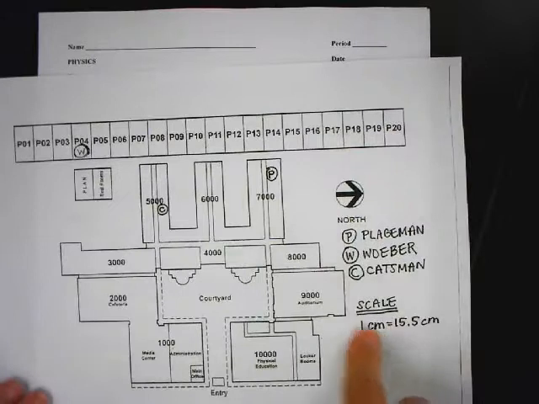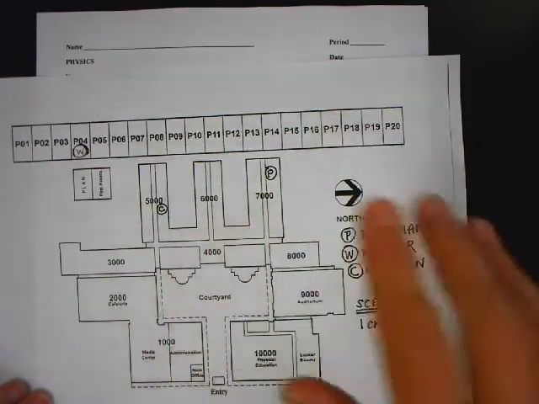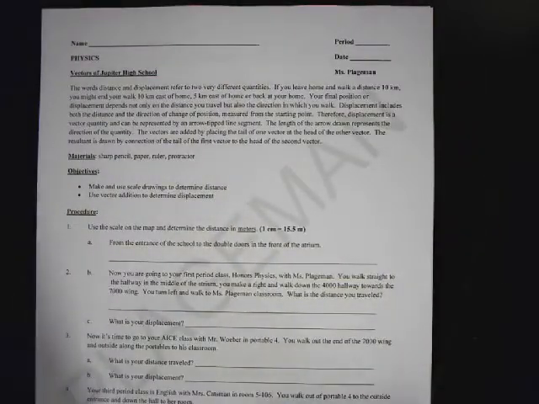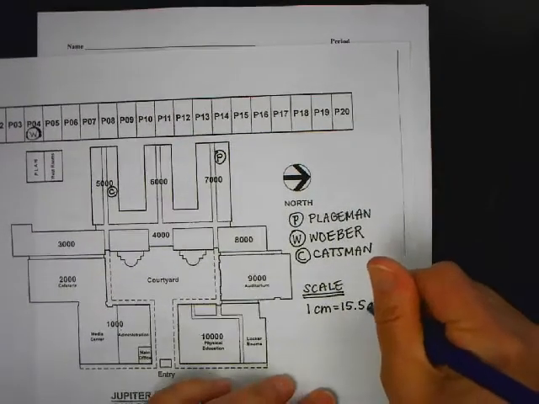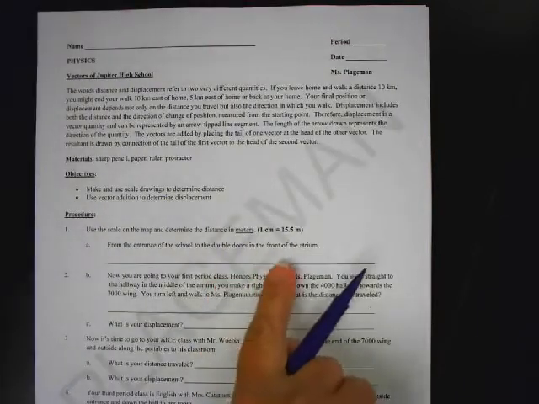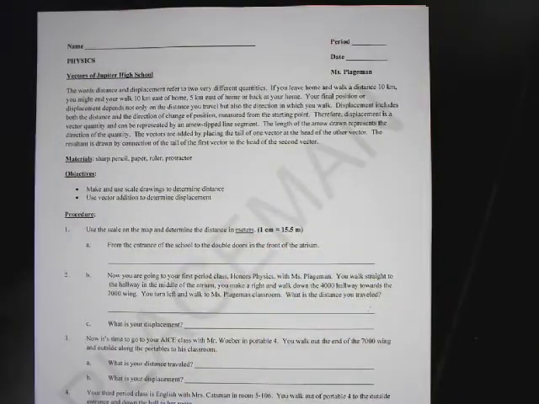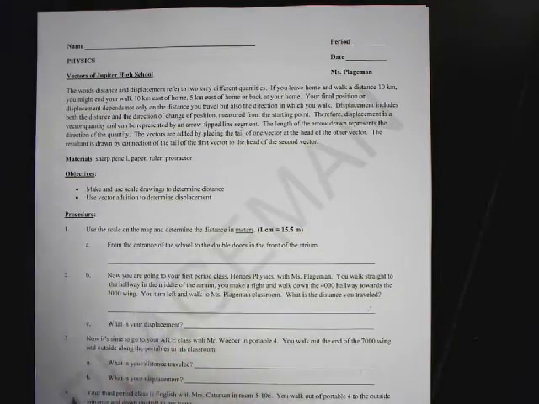What that means is 1 centimeter on this map is equal to 15.5 meters in the school. Oh, look, I wrote the wrong thing there, that doesn't make sense. All right. And this is actually to scale because I measured the hallway. So what you're going to do is travel on this map.